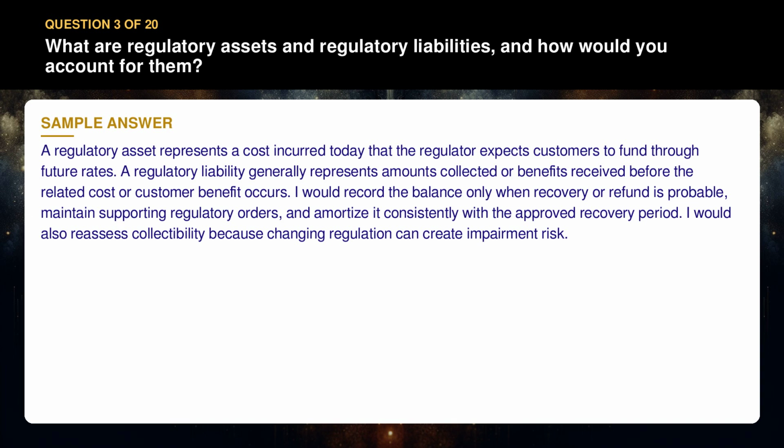I would record the balance only when recovery or refund is probable, maintain supporting regulatory orders, and amortize it consistently with the approved recovery period. I would also reassess collectibility because changing regulation can create impairment risk.